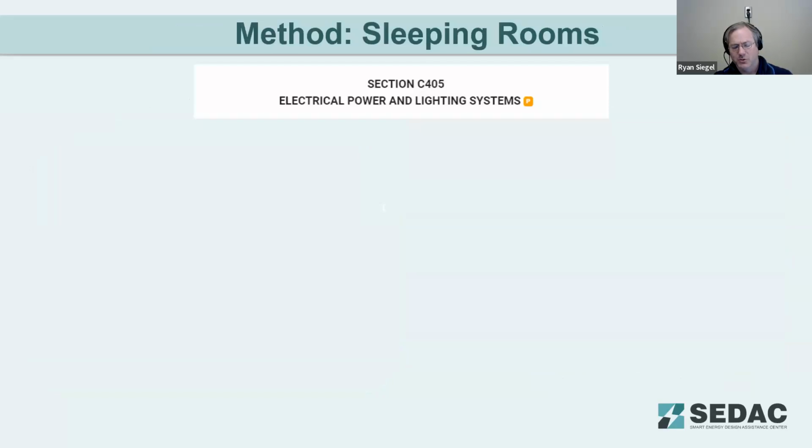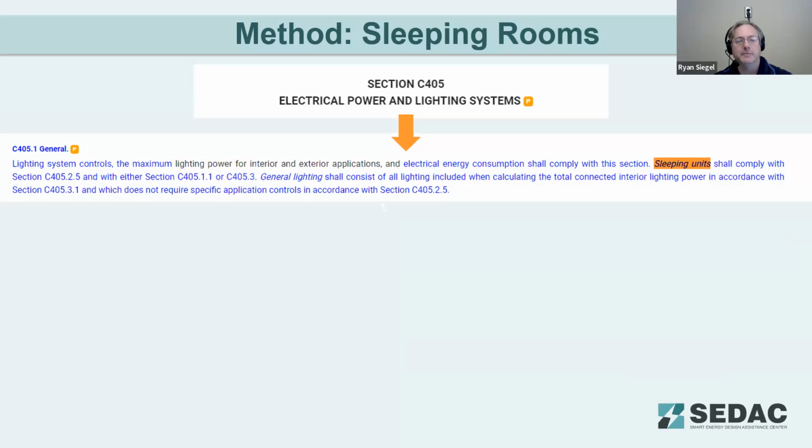So actually look at the code text itself. Again, we've already gone through chapter 5. It sent us back to section 405, power and lighting systems. So we are recognizing we need to comply with this, and code even calls out sleeping units need to comply with C405.2.5 and either C405.1.1 or C405.3. So this is kind of how we're going to walk through this and say, okay, we know we need to comply with C405.2.5 and either one of these two.